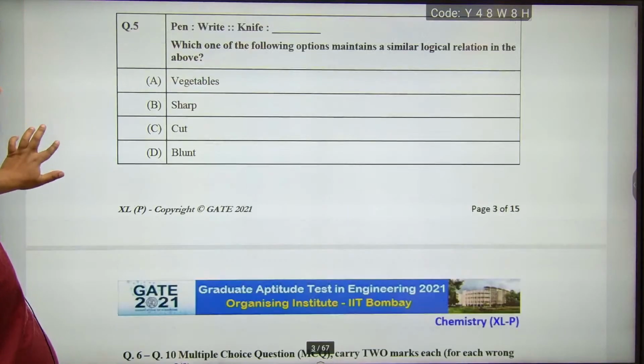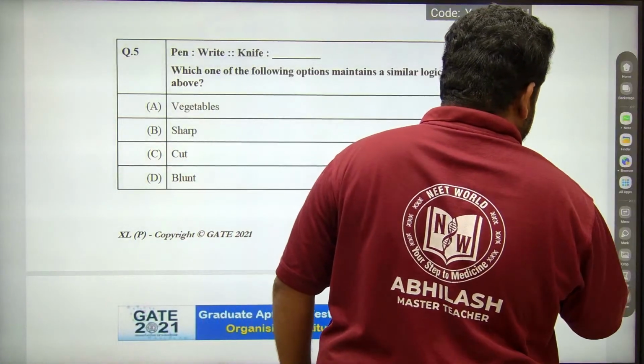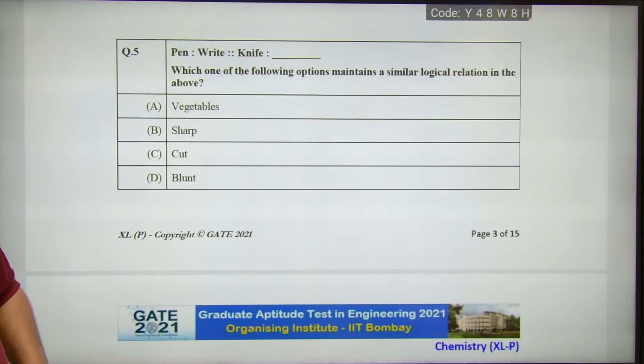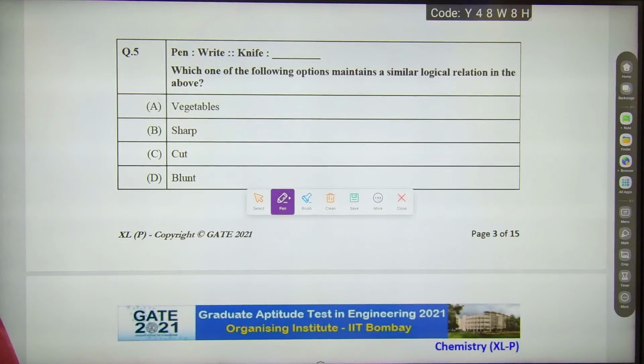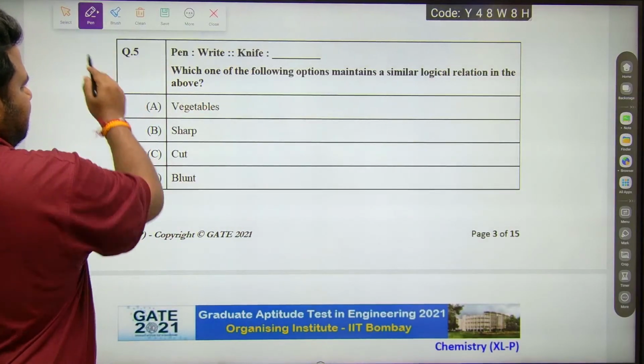So this is based on analogy. A very simple question. Pen is to write. Okay, pen is to write. Knife is to what? Knife is not to stab. Okay, knife is to cut. Knife is to vegetables. Yeah, you can cut vegetables.